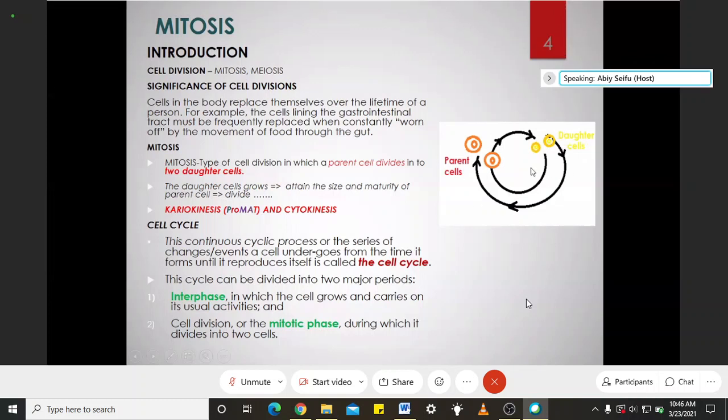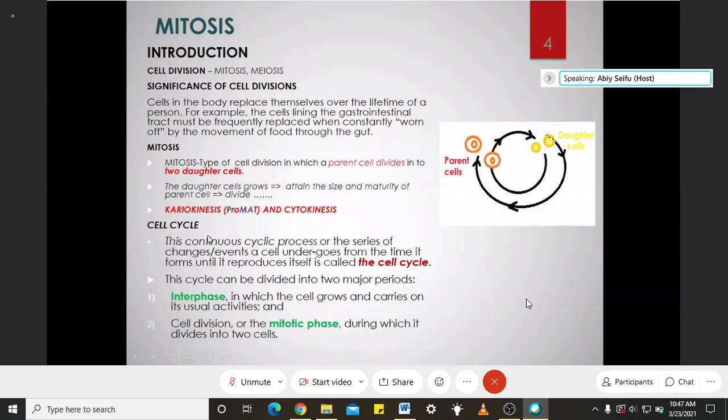The cell cycle has different events. In general, the cell cycle is divided into two: one is mitosis, which is the actual division, and the remaining part is the interphase, which is a preparatory phase. Mitosis has two major activities. One is karyokinesis, which refers to nuclear division, whereas cytokinesis refers to cytoplasmic division. Karyokinesis has different stages: the prophase, metaphase, anaphase, and telophase. You can remember this by the word.